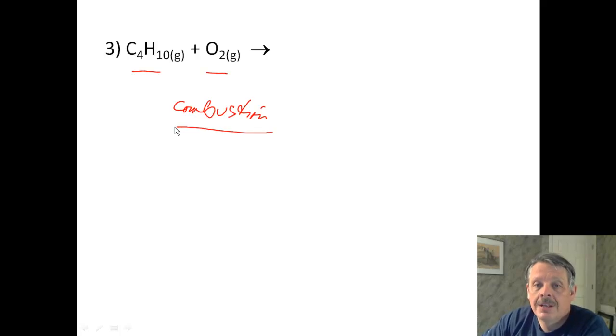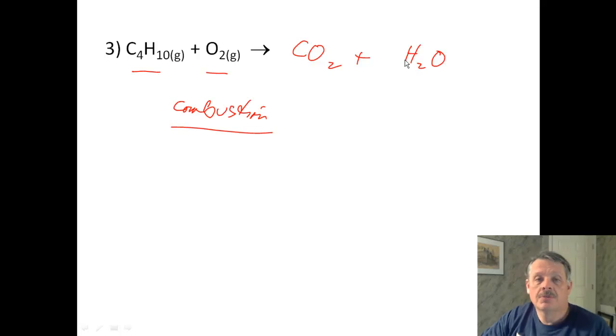Number 3, you should be able to look at this and say, well, this is a carbon-hydrogen compound, and I'm combining with oxygen. That means it's a combustion reaction. Combustion reaction, in other words, fire. And we always produce carbon dioxide and water. And so what we have to do is then balance our equation.